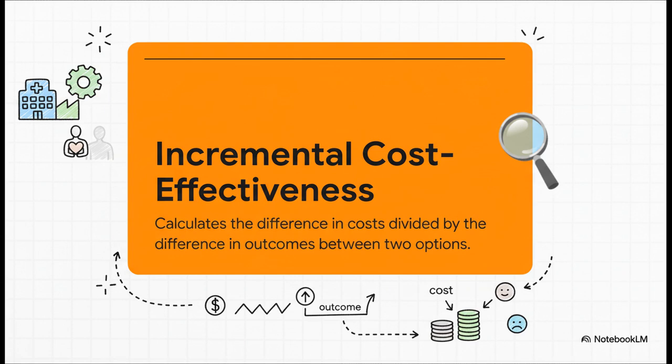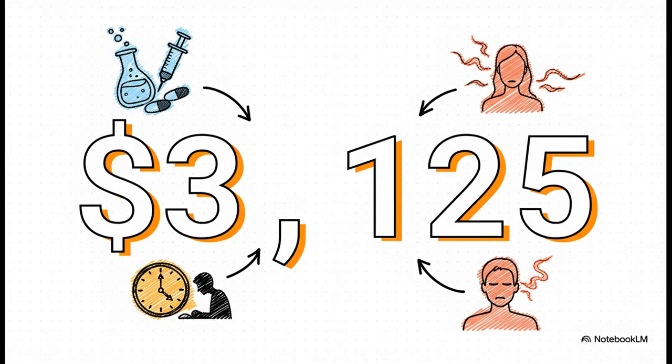So instead of just looking at the total cost of two treatments, we're comparing the difference in their cost to the difference in how well they work. Let's make this real with an example from our source. Let's say a new treatment costs an extra $12,500 for a group of patients, but it also leads to 4 more successful outcomes. The ICER calculation boils all that down to this single number. The cost for each additional success is $3,125. That's the number a decision maker is looking at when they have to ask that tough question. Is that extra benefit really worth that extra cost?